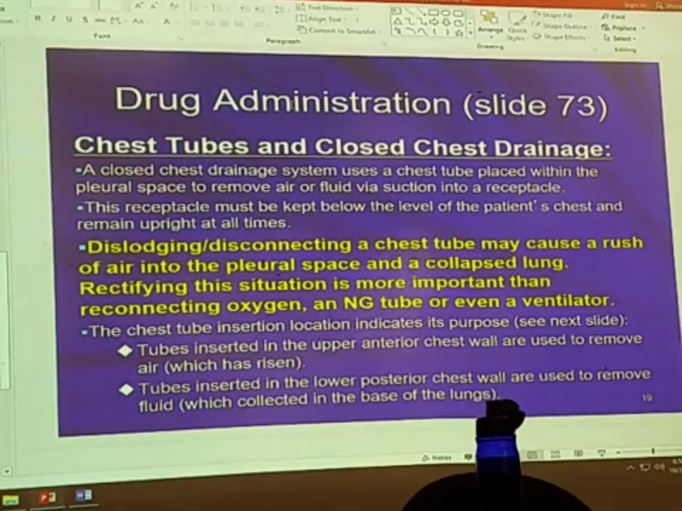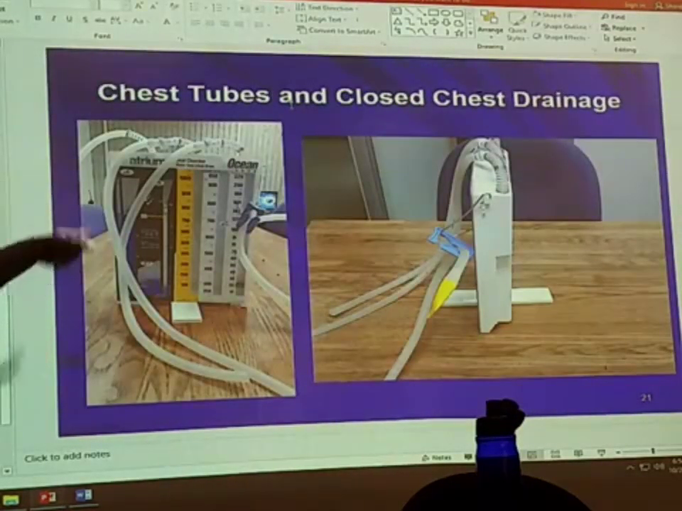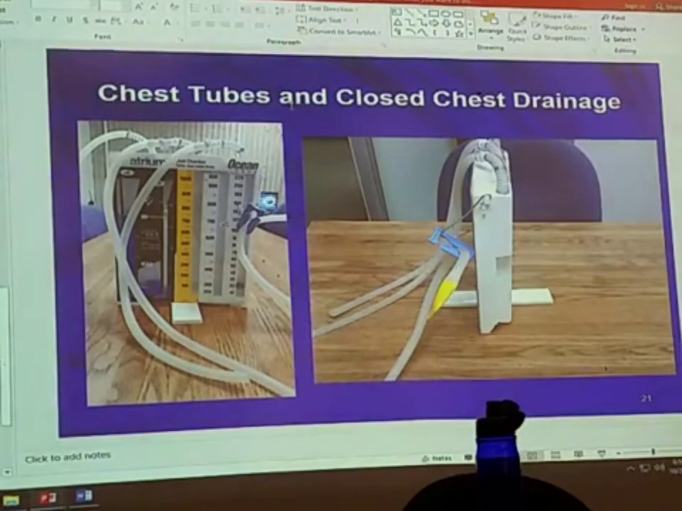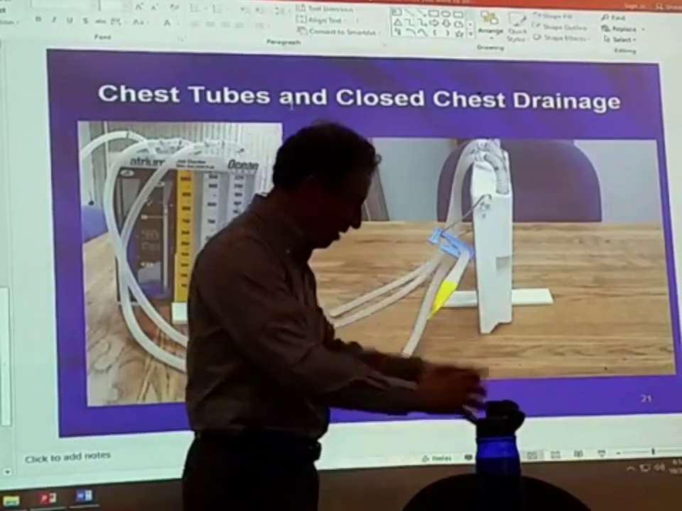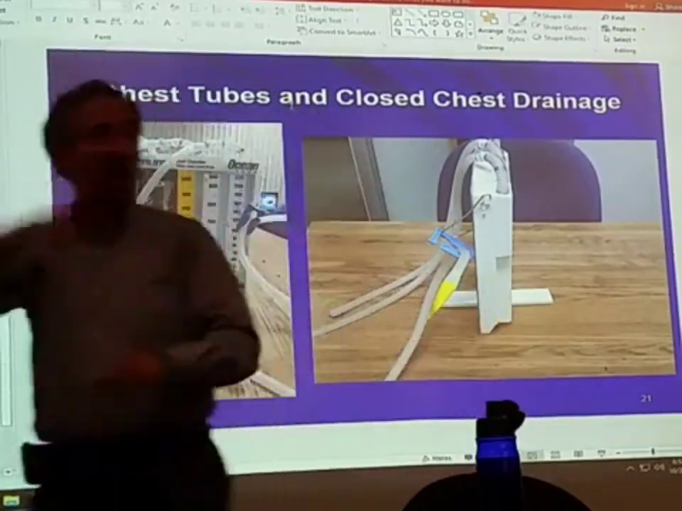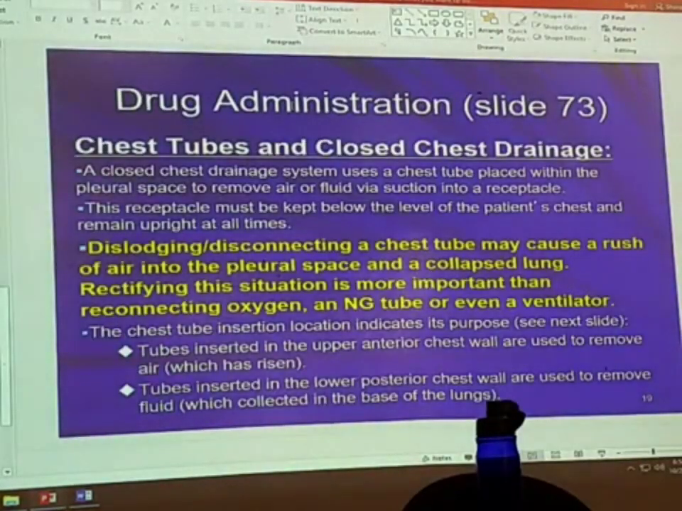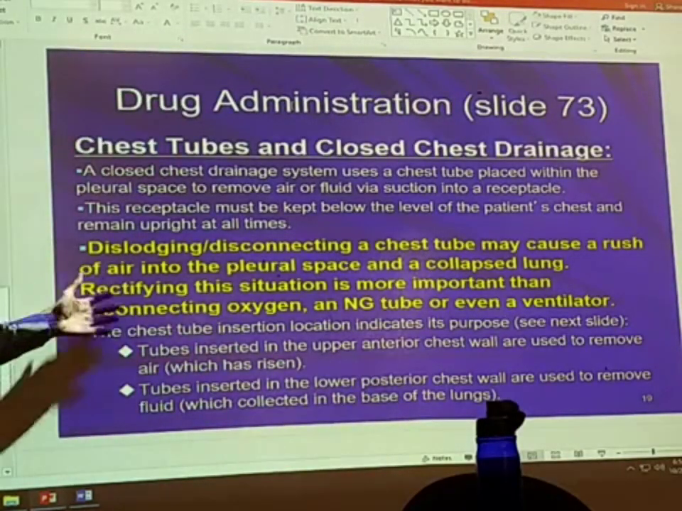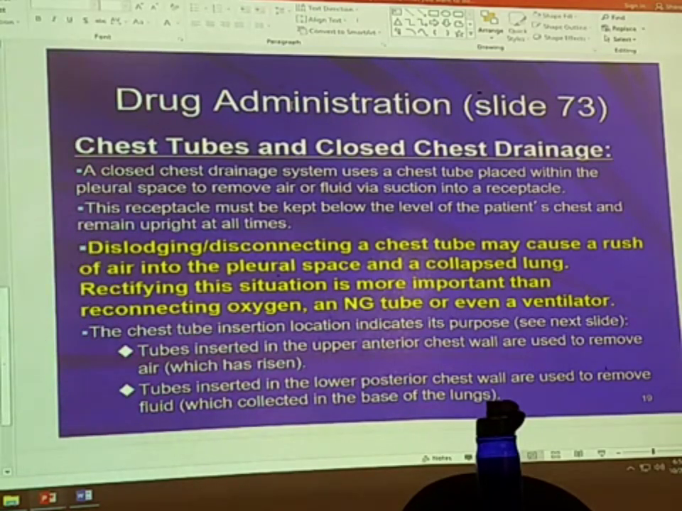Chest tubes, this is kind of an underrated one. These devices always have to remain upright. I found one thing that's easy: if you put it on the floor, just take down these ends so it stays upright. But this is really more important than a PEG tube or a ventilator. Make sure that it doesn't get disconnected, or they'll have a collapsed lung.